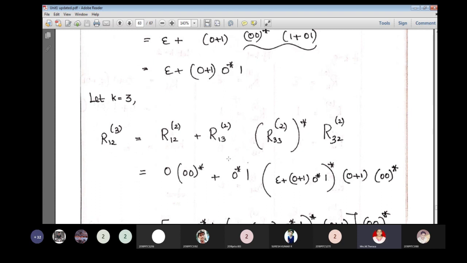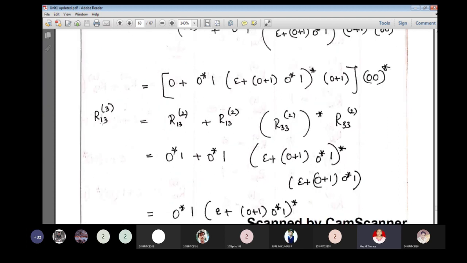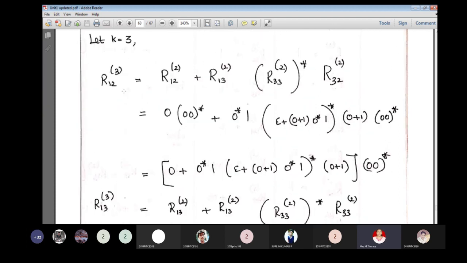Next, you are supposed to find out R123 and R133, isn't it? So this R123, expand the formula. Then you will be getting R12 power 2 plus R13 power 2 plus R33 power 2 the whole star, R33 power 2. And get the value from the previous calculation and substitute 0 dot 0, 0 the whole star plus 0 star 1 dot epsilon plus something the star, then 0 plus 1.